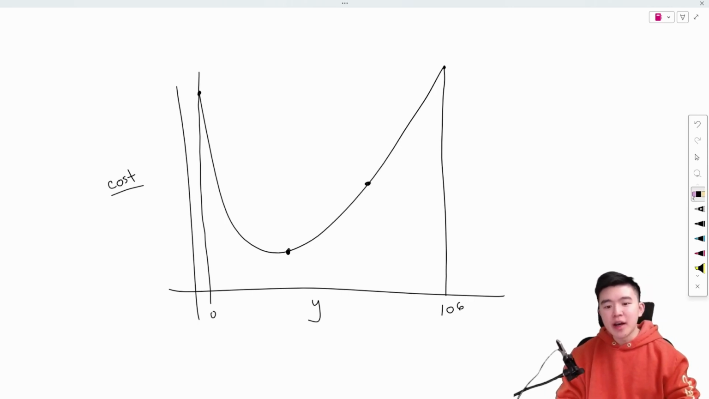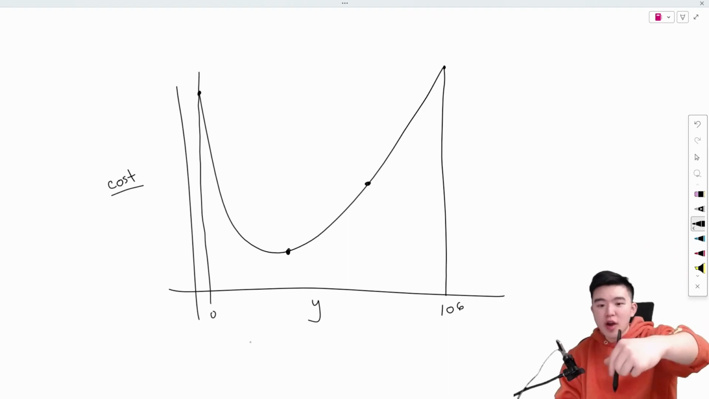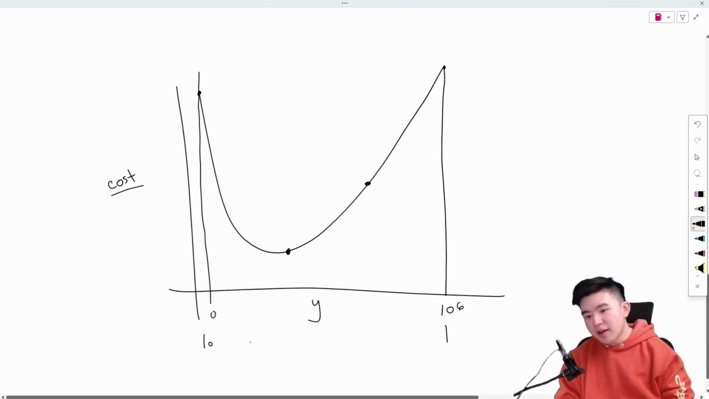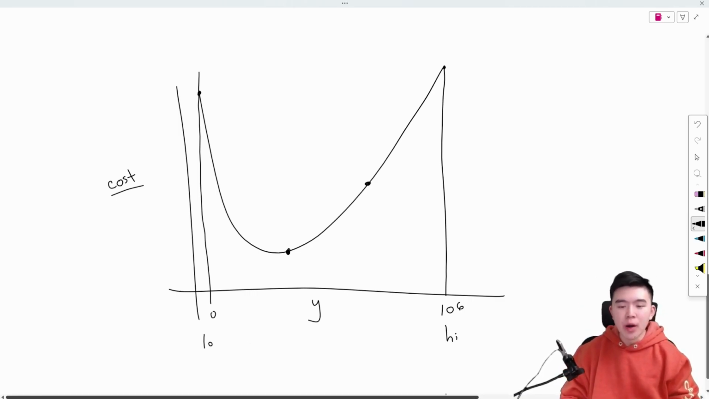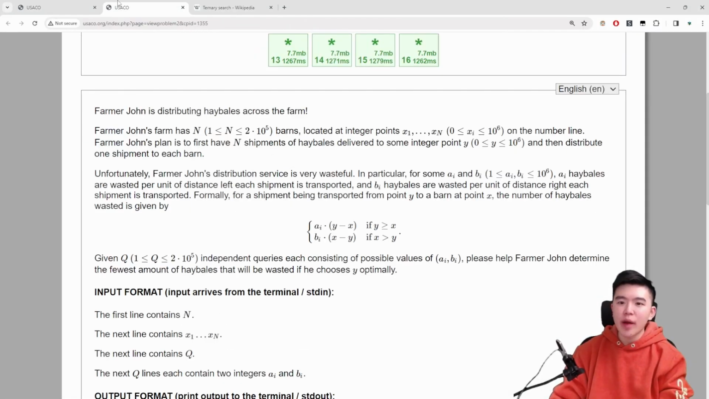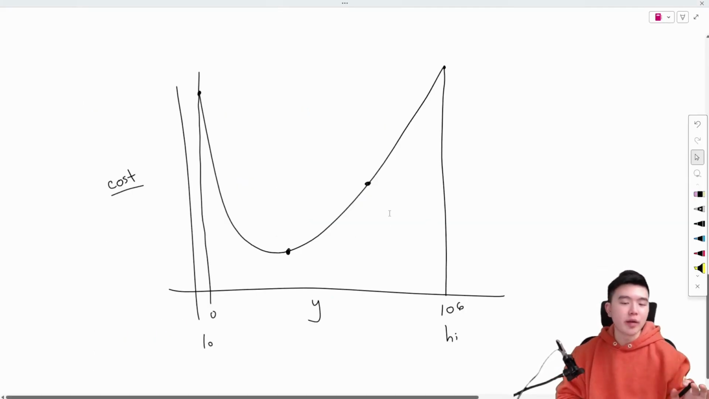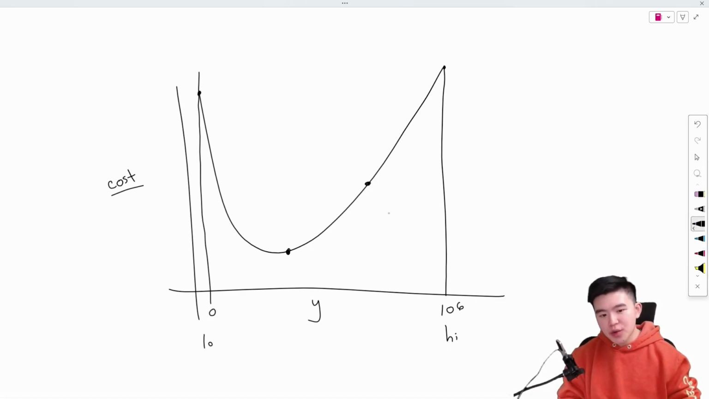This function is, of course, Y versus cost, and basically this is where are we dropping it, how many hay bales are we going to waste. We want to minimize that function. So we're going to start out with a range low to high of possible Y values that we could search through. We can't search through all of them iteratively because Y is between 0 and 10^6, and if we did 10^6 times the number of queries, which is 2 times 10^5, that's way too big. So we need a way to search through the space logarithmically, and ternary search is going to allow us to cut down on this space by a factor of 2/3 at a time.